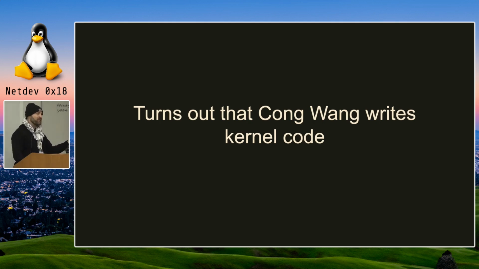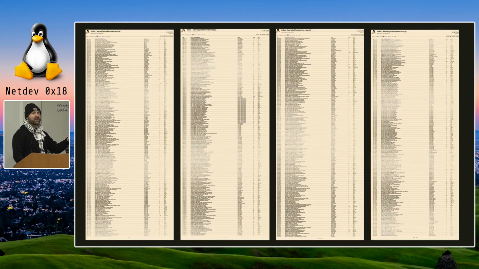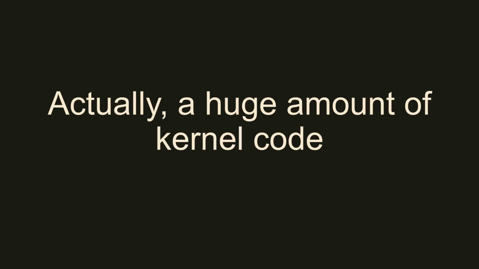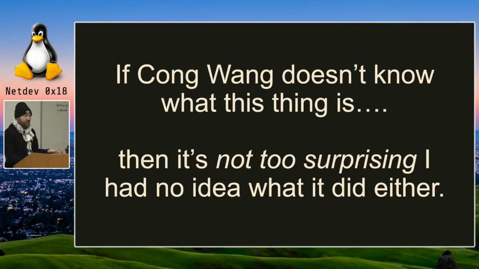Because I was thinking, okay, they don't know what it is, I don't know what it is. We agree on this one thing, that we don't understand what this thing does. So I looked at Kong Wang's GitWeb history, and I was like, this person writes an absolutely tremendous amount of kernel code. So if Kong Wang has no idea what this thing does, then I feel a lot less bad about also not knowing what this thing does. He writes a huge amount of kernel code, and if he doesn't know what it does, then it's really not surprising that I had no idea what it did either.